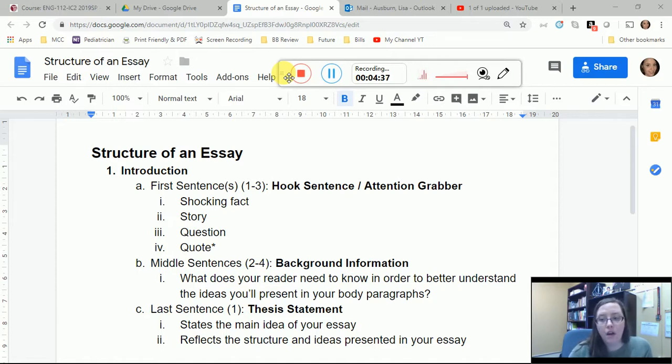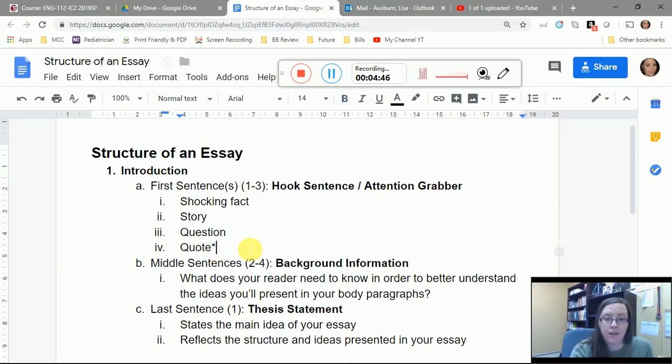The other option that I think works well for a hook sentence or attention grabber is a quote, but I put a little asterisk here in our notes because I want to tell you 2 things. First, the quote is my least favorite way to start an introduction. Second, the reason for that is because most students don't do it very effectively.